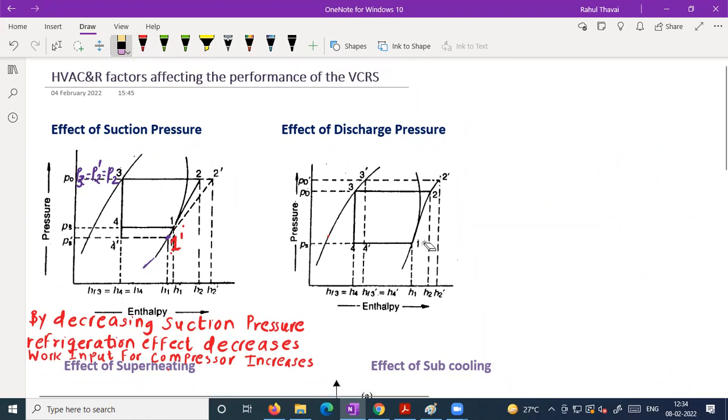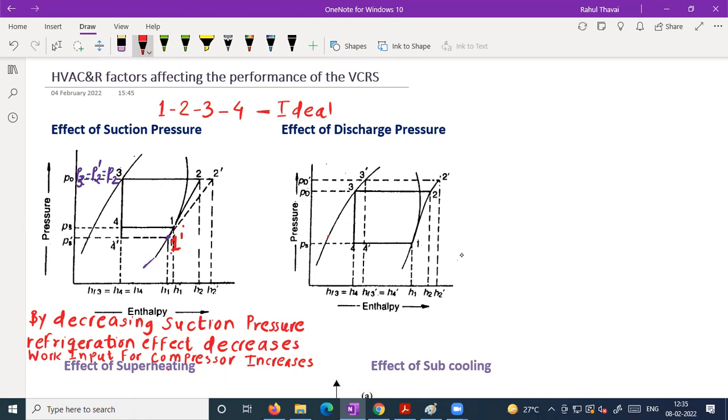Our initial cycle is 1, 2, 3, 4. If you want, I'll write it down here: 1, 2, 3, 4. It is the ideal cycle, and the rest of everything is actual. You can see 1, 2, 3, 4, it's the ideal one.